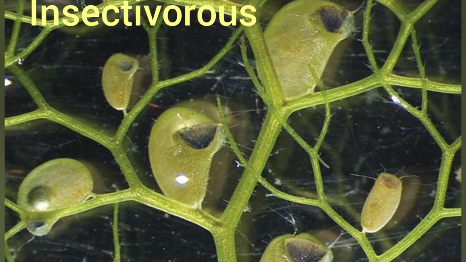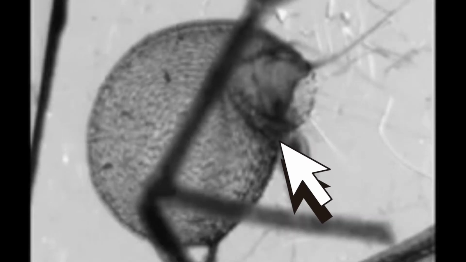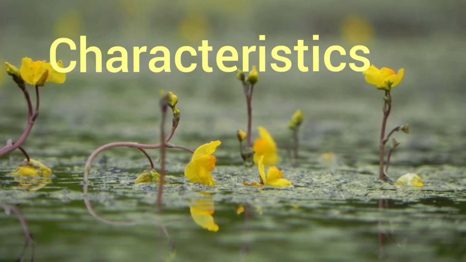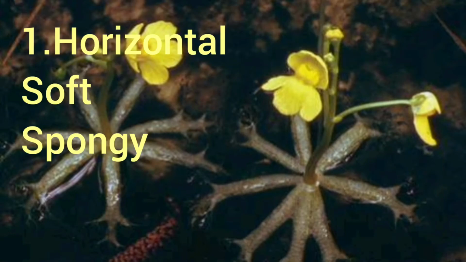You have already learned in the previous classes about insectivorous plants and the need for trapping insects by this plant. So I'm not going deep into this part. Rather, let's come to the characteristic features. The plant is horizontal, soft and spongy.